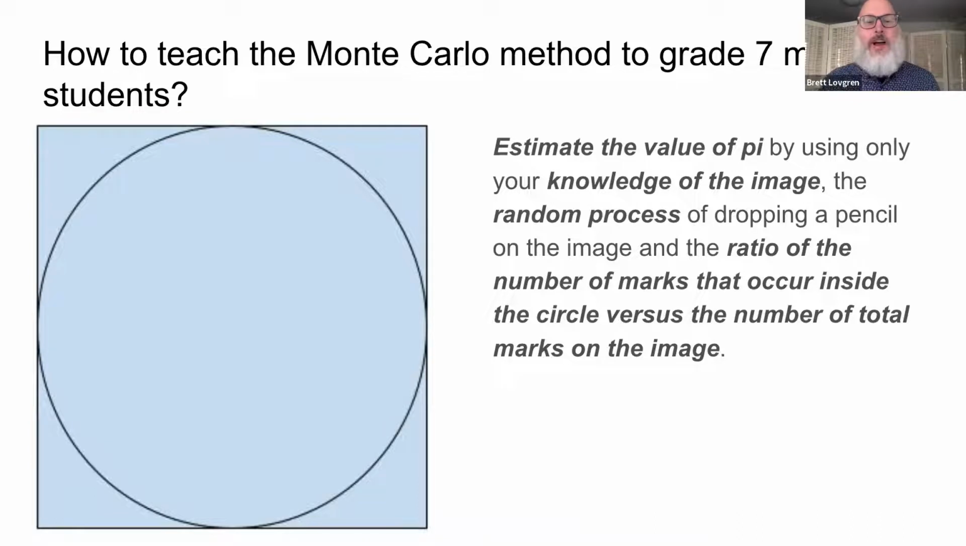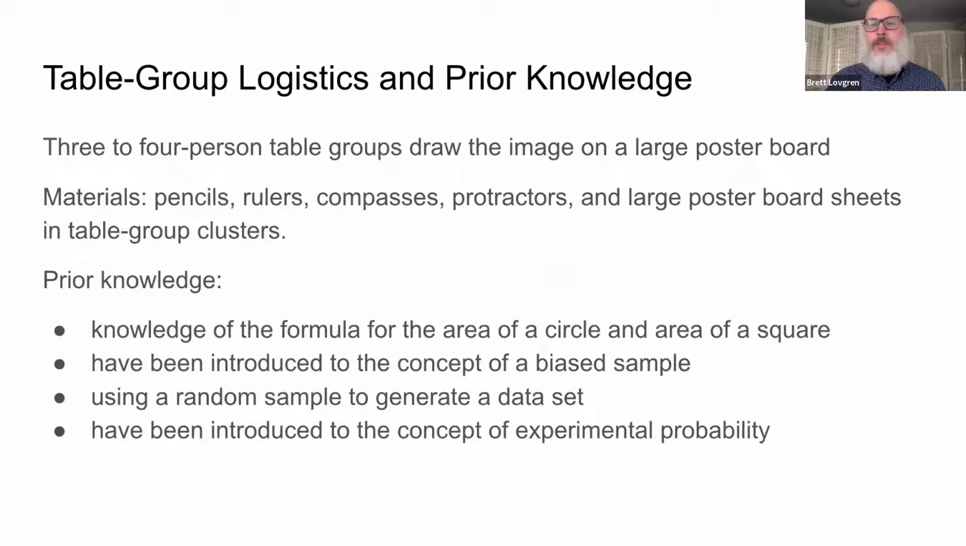And so it was really fun to start with this proposition and then put them in their table groups and give them a giant poster board and pencils, rulers, compasses, enough materials for them to copy the image. And we talk a little bit about the prior knowledge that they're going to need in the investigation. But essentially, off to the races, right?